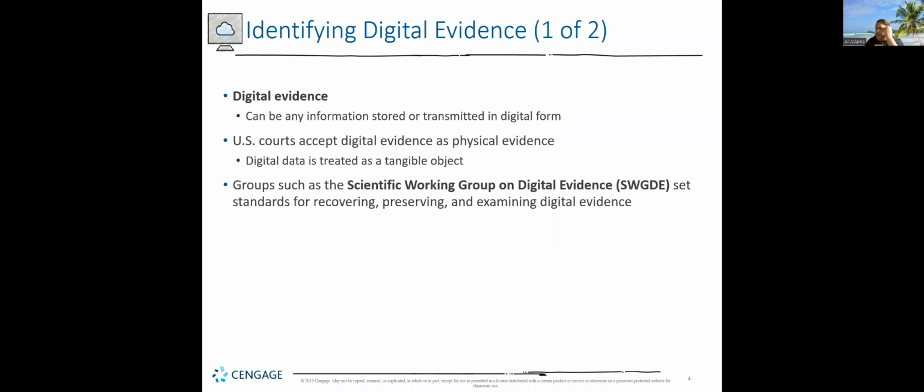Okay, back to this. Talk about tangible object, because you can treat it as a real object because you can present it, even though it's not physical. You can print out a picture, you can print out documents. That makes it physical, right? So going back to this, groups such as the Scientific Working Group on Digital Evidence, SWGDE, set standards for recovering, preserving, and examining digital evidence.